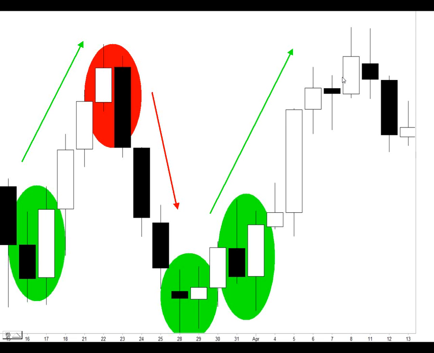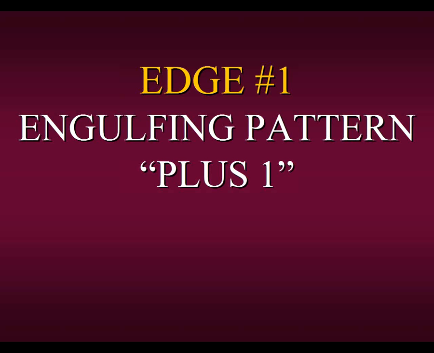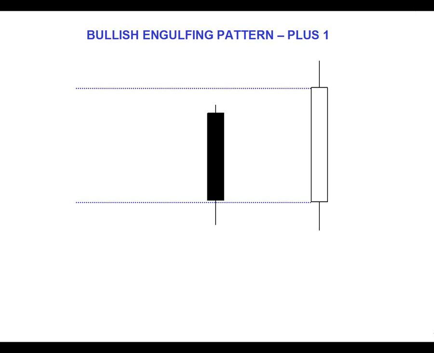But what if we could kick that edge up one more notch? What if we could have an even higher probability of this working? Because engulfing patterns, the way I've explained them so far, don't always work. So how can we increase the edge? Here's what we covered last presentation. This was our first edge. It's called an engulfing pattern +1, and we'll go over it quickly for those of you who weren't able to attend.